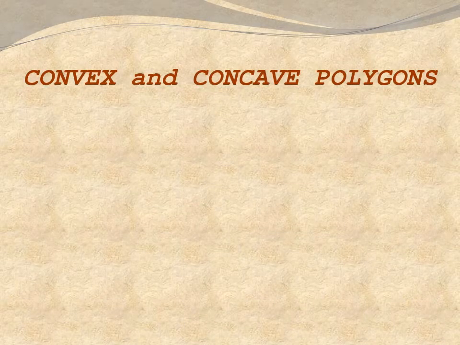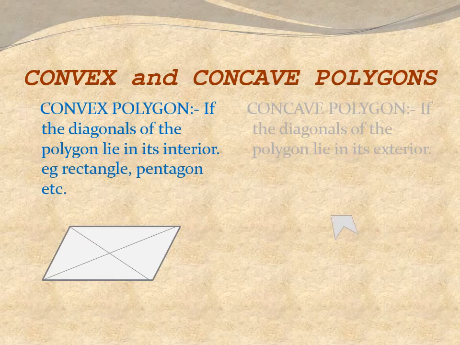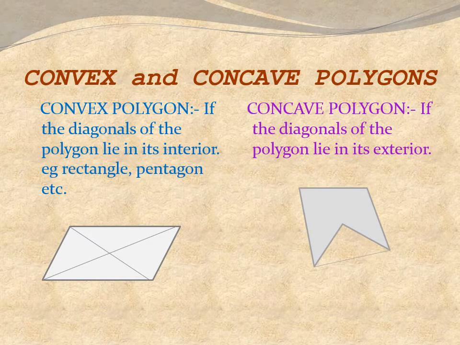Next is convex and concave polygons. A convex polygon is one whose diagonals lie in its interior, as we are drawing the diagonals of a rectangle, square, pentagon, etc. And a concave polygon is one whose diagonals lie in its exterior, as shown in the figure.